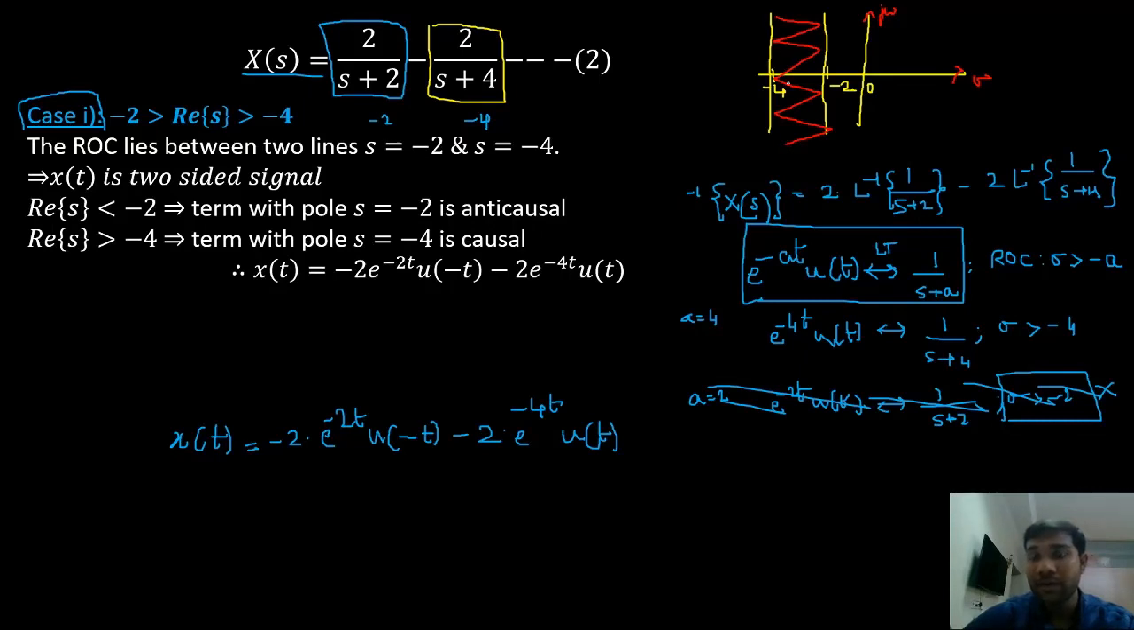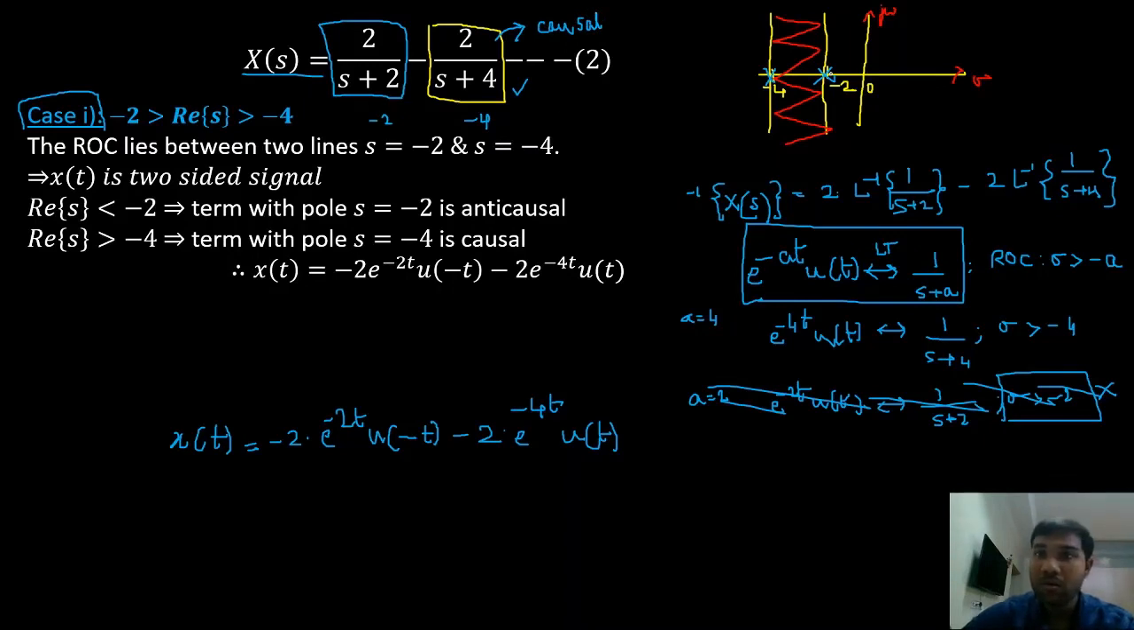Now if you look at the graph, the ROC is towards the right of pole minus 4. Here I have a pole at minus 4 and a pole at minus 2. My ROC is towards the right of pole minus 4. So for the term with pole minus 4, the ROC is towards the right. That means this is going to be my right-sided signal or causal signal.